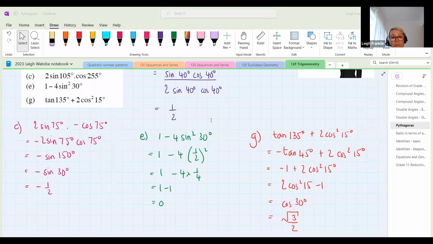So we would write 1 minus 4, and then the sine of 30 is a half, which we need to square. And then when we square a half, we get a quarter. So 4 times a quarter would leave us with 1, and 1 minus 1 would leave us with 0 as an answer. How did question E go? Was that fine? Are we all smiling still?